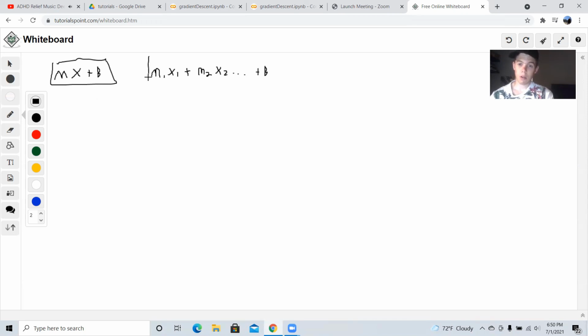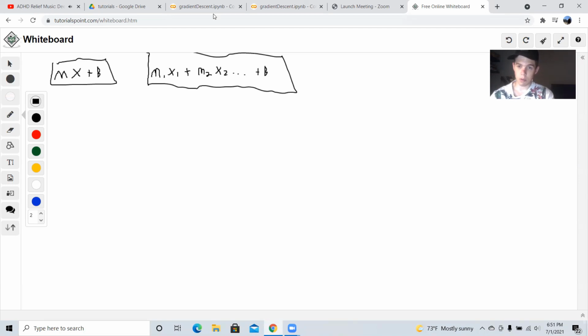But now for a multivariate regression, it's the same exact thing, except you have multiple m values and multiple x values. And you take m1 times x1, and then you add m2 times x2, and you do that for all of the m and x variables that you have. The m variable is the slope, so for every feature you look at, you have an m value.